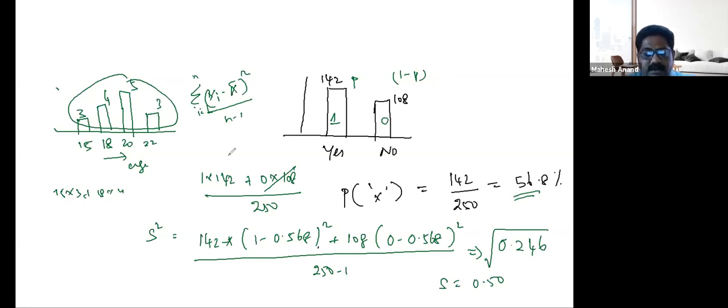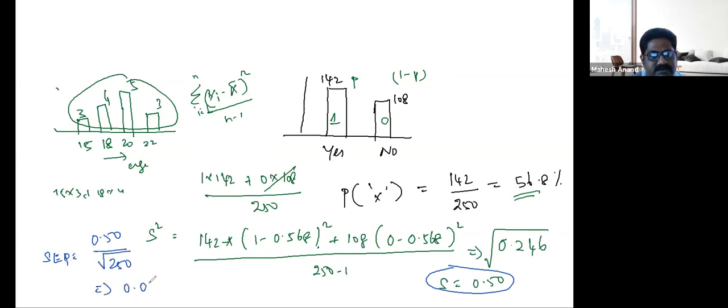This is just one round of sampling. Remember, we need to do the approximation. What is the standard error of the proportion here? The standard error of the proportion is this standard deviation, 0.50, divided by root 250 samples. You will get around 0.031.